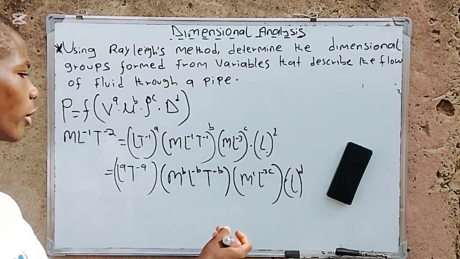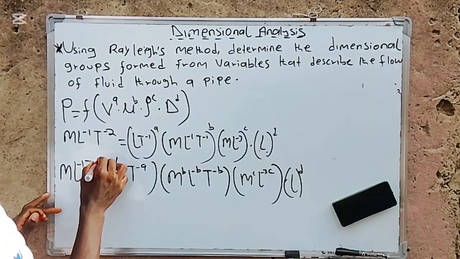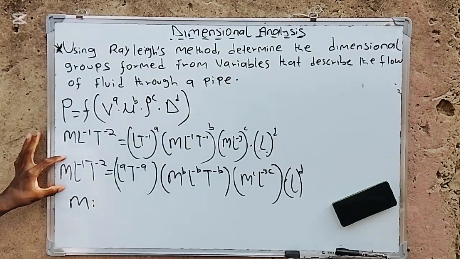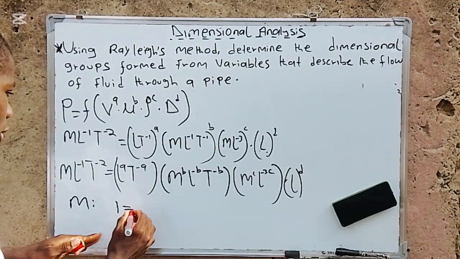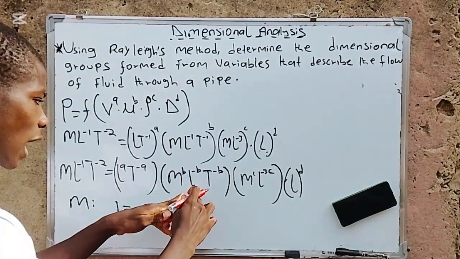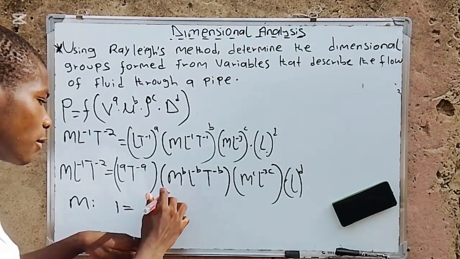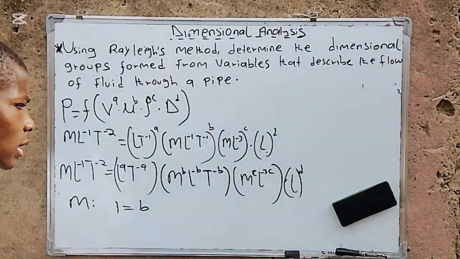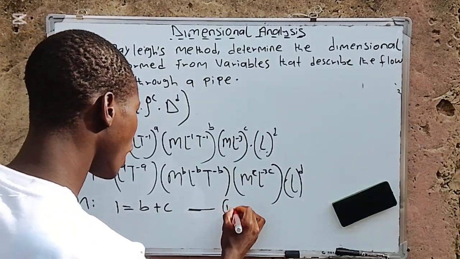The next thing is that I'm going to distribute something. I have ML to the negative 1, T to the negative 2. So you have to take a look. Let me start with the value of M. I have M here, but 1 M, so therefore I will say 1. There is no more M here. The value of M here is B. And here I have M, the value of M is C. And this C is positive, so I have to say plus C. Let's call this equation 1.